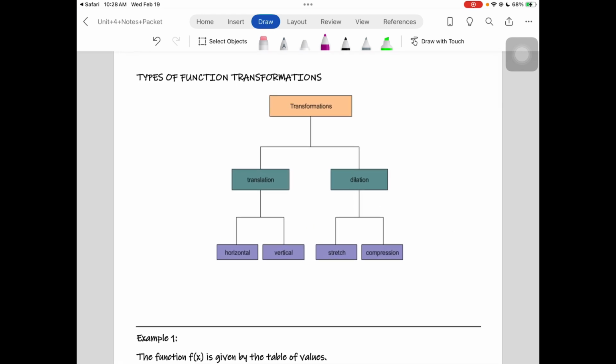Okay, so we have our types of function transformations. We have translations and we have dilations. Okay, translations just shift up and down or left and right. And dilations is going to stretch or compress. Okay, that's probably going to be dealing with your slope changing.